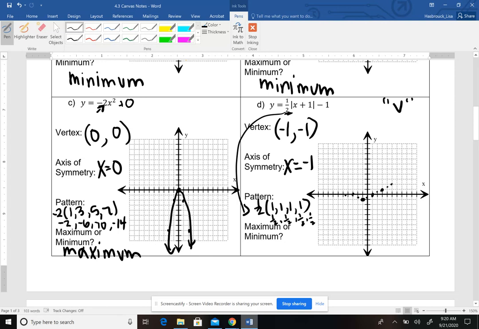And we do that on both sides. And then I draw my lines with arrows. Looking at this, our vertex is the lowest point, so it's a minimum. And that's it for that problem.